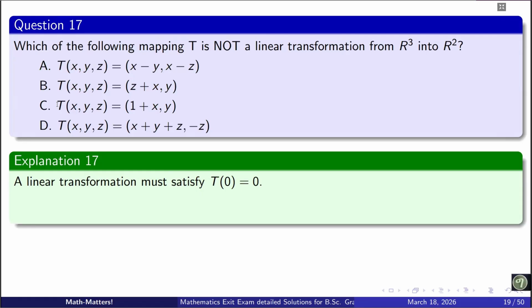But when we take this one, whenever x, y, and z are 0, the image is 1 plus 0, that is 1, and y is 0, so it becomes (1, 0). So T of 0 is different from (0, 0). Therefore, the mapping under alternative C is not linear, so the answer for this one is C.